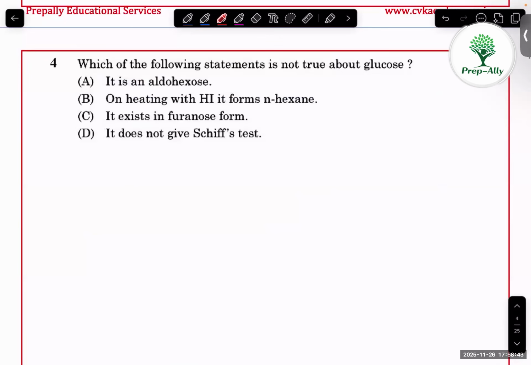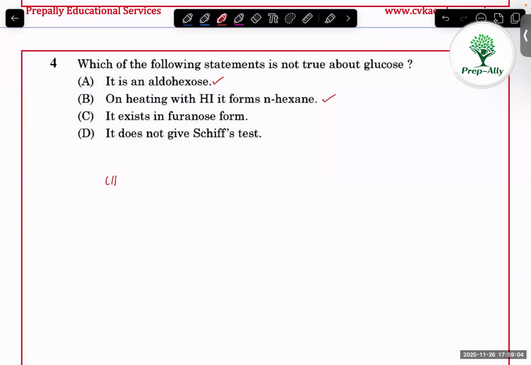Now this question: which of the following statements is not true about glucose? First of all, it is an aldohexose. That is correct only because 6 carbons are there. It also contains a carbonyl group. So we can say aldohexose. On heating with HI, it forms n-hexane. That is also correct only.